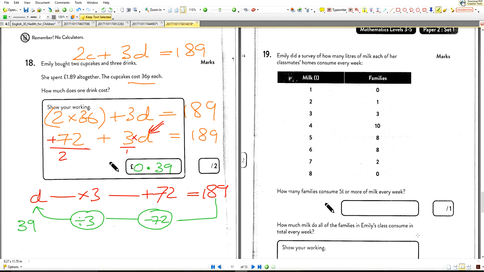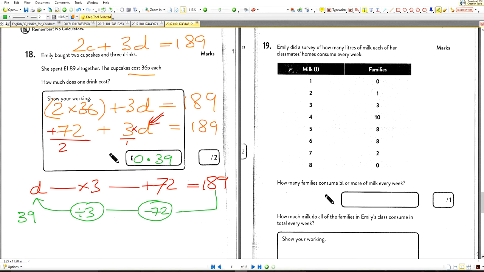Okay, so move on to question number 19. Emily did a survey of how many liters of milk each of her classmates' homes consumes every week. How many families consume 5 liters or more every week? So here's 5 liters. 8 families consume 5 liters, and more than 5 liters are these 6, 7, 8 liters, which are all these families here.